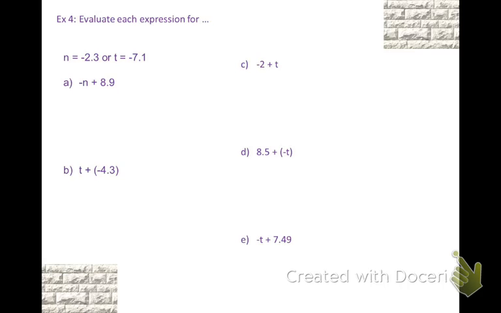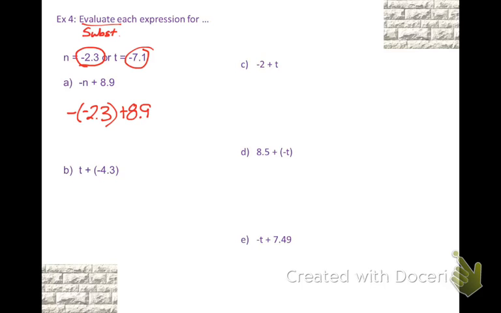All right. Evaluate or substitute. Substitute each expression for n equals negative 2.3 or t equals negative 7.1. So we are going to plug these numbers into the n or the t in the problems. So if I look at A, it's negative n. So it's negative, and then whatever n is, which is negative 2.3, plus 8.9.